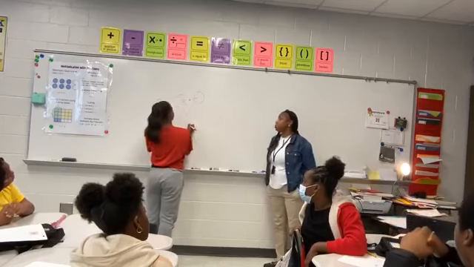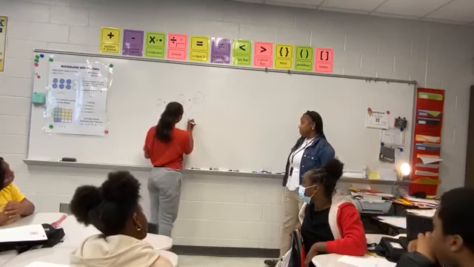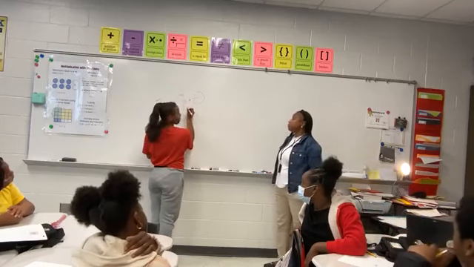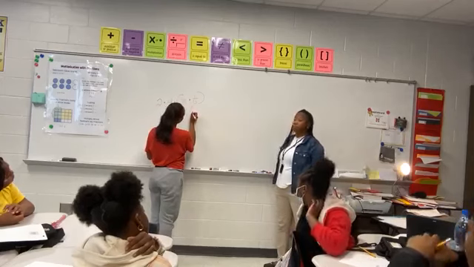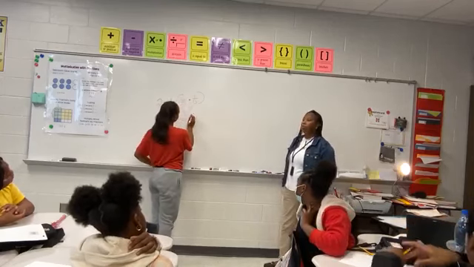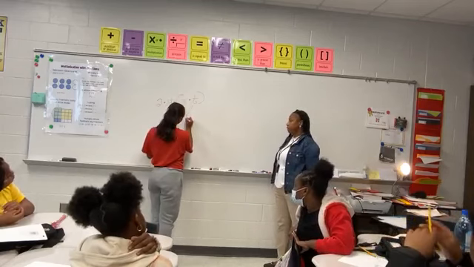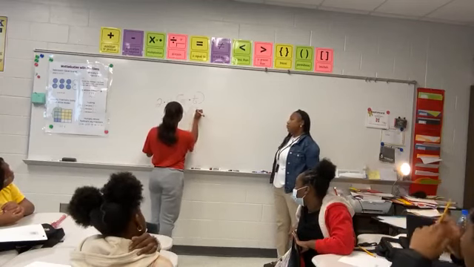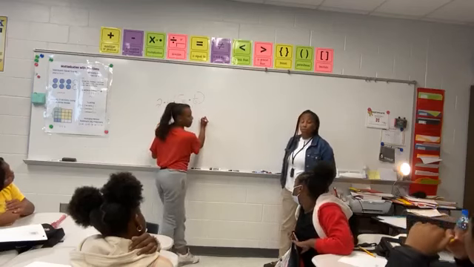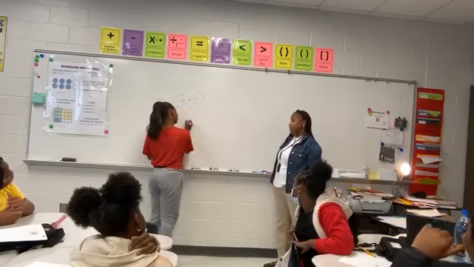Okay, first sheet is multiplying 1/5 times 1/6. The first thing we do when multiplying fractions, we do what? We multiply the numerators. So what's 1 times 1? 1. Okay? Now we multiply the denominators. What's 5 times 6? 30.